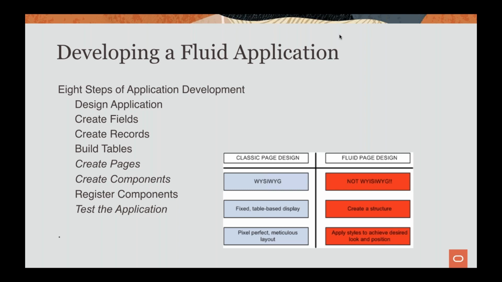Steps that you'd normally go through for application development. Obviously, you're going to design your application as what you want it to look like. Specify and create the fields, associate them with the records, build a table around those, create the pages, create your components, register your components, and then test your application. So that is the 8-step process. Again, not hugely changed from what it was for Fluid, just some of the tools that you'll be using at each of those steps are a little bit different and a little bit extra, I would suggest.